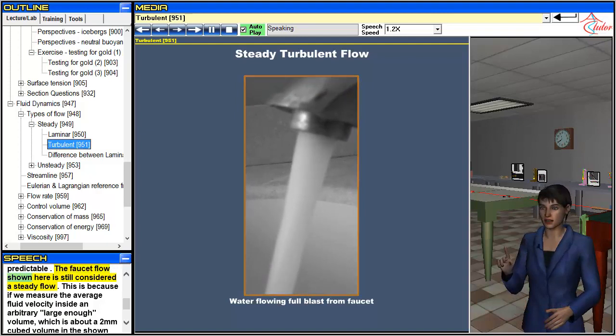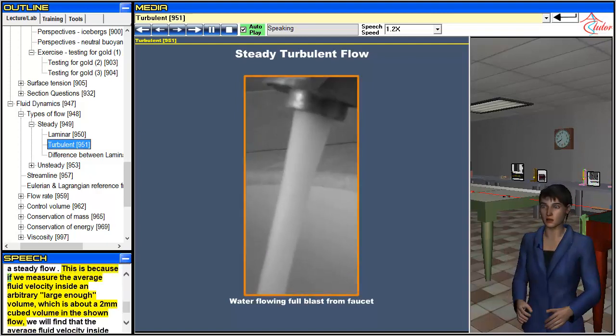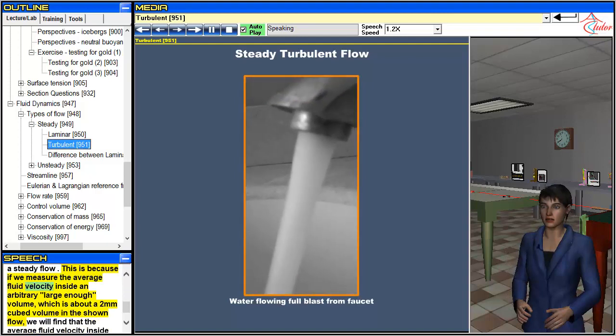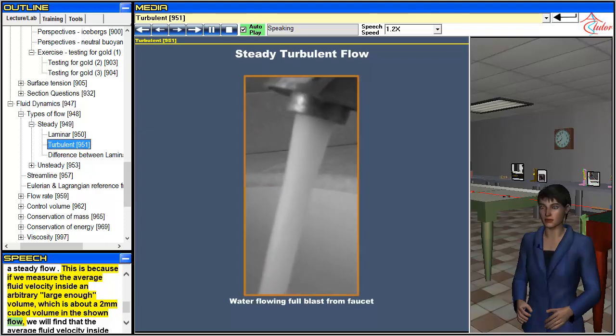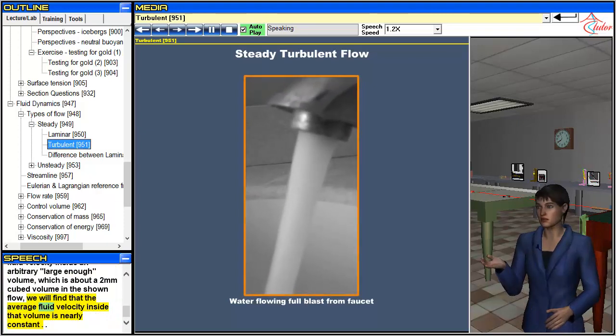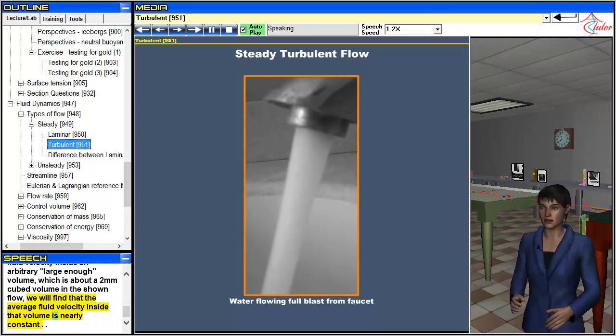The faucet flow shown here is still considered a steady flow. This is because if we measure the average fluid velocity inside an arbitrary large enough volume, which is about a 2 mm³ volume in the shown flow, we will find that the average fluid velocity inside that volume is nearly constant.